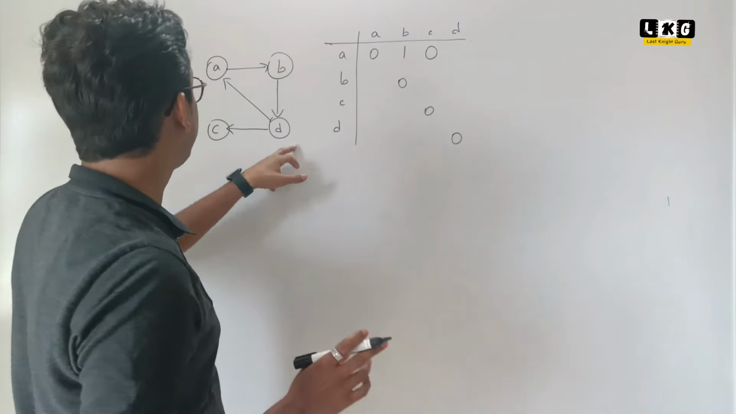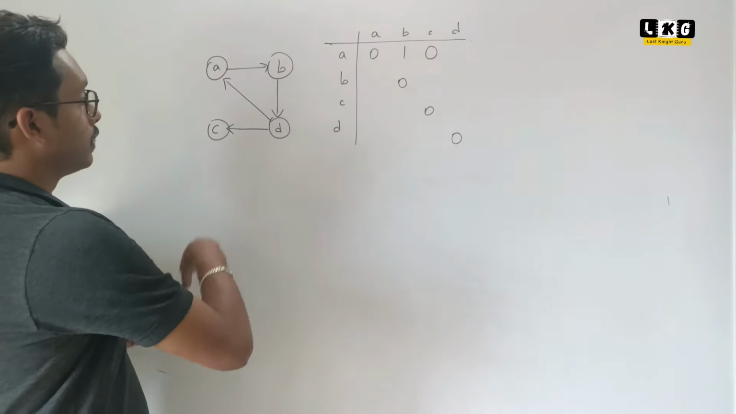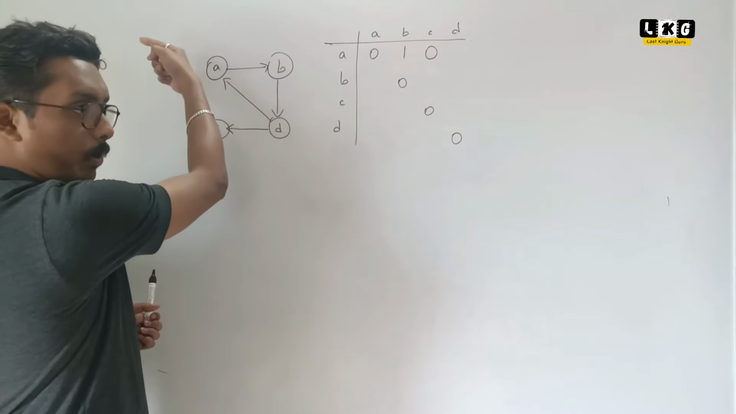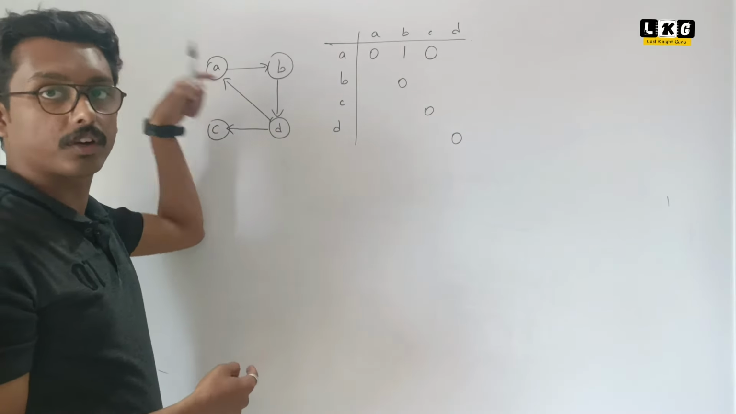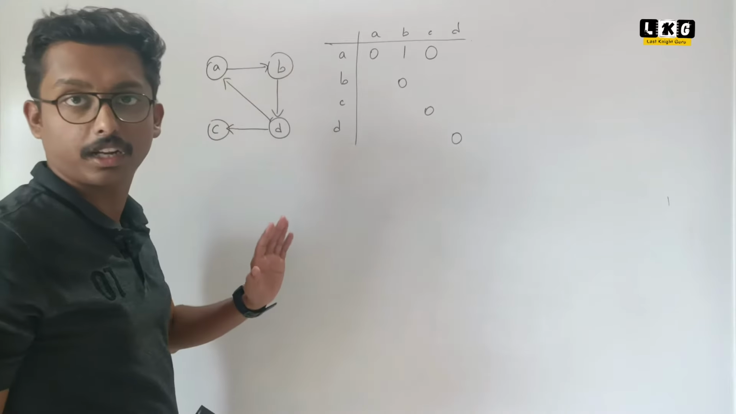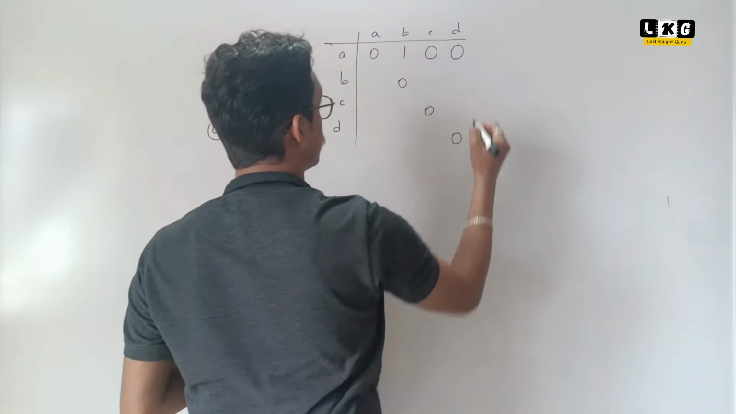Please be careful about the directions. This is a directed graph and we have a direct route from D to A. The arrow mark is pointing from D to A, not from A to D. It is like a one way road. So we can go from D to A, but we cannot come from A to D. So A to D will be 0 as it is.